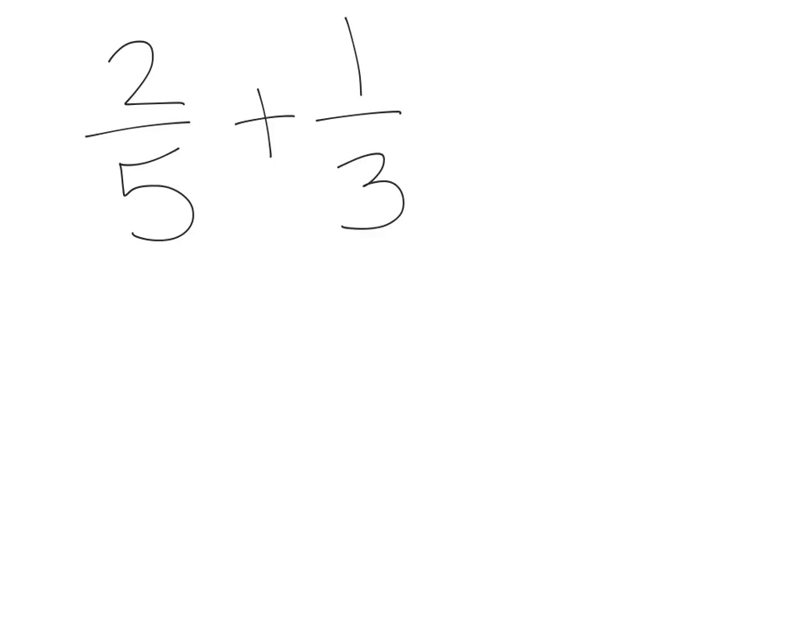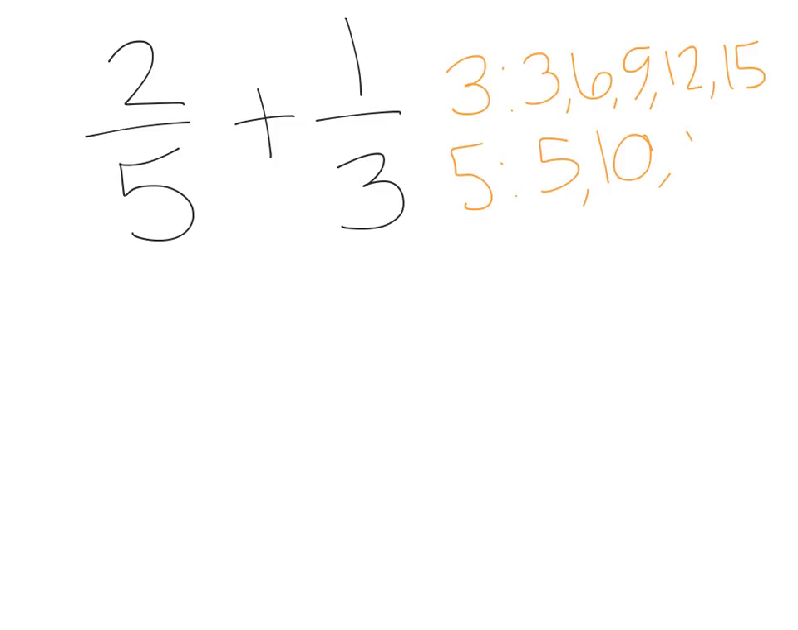So now I've got denominators of a 5 and a 3. Well, I could come up here and list out my multiples of 3. So the multiples of 3 would be 3, 6, 9, 12, 15, and so on. The multiples of 5 would be 5, 10, 15. Oh, look at that. So 15 is the least common multiple of 3 and 5.